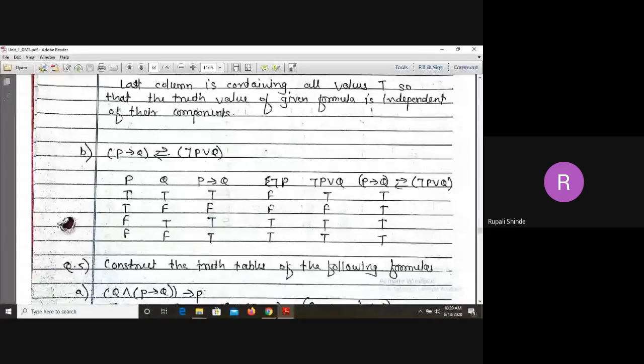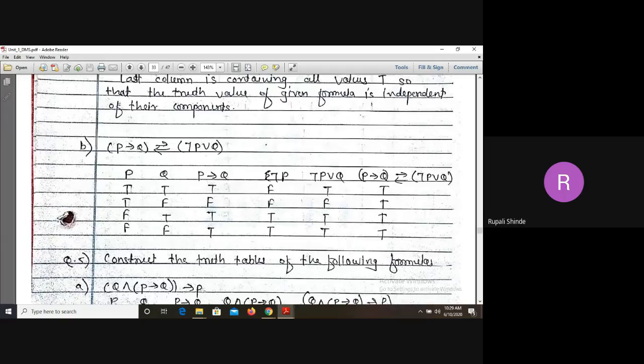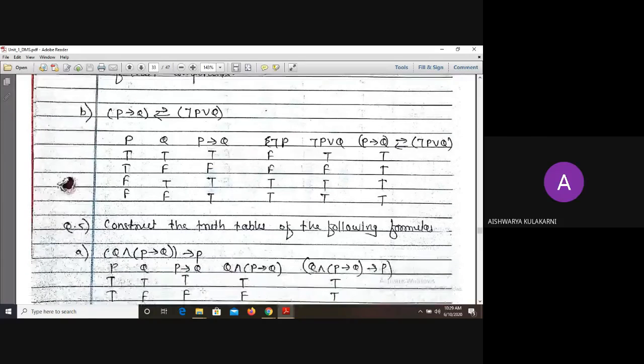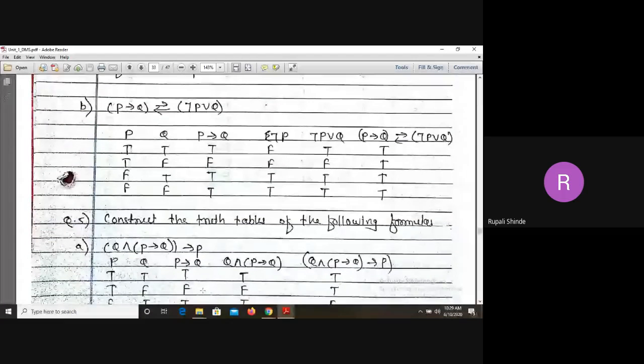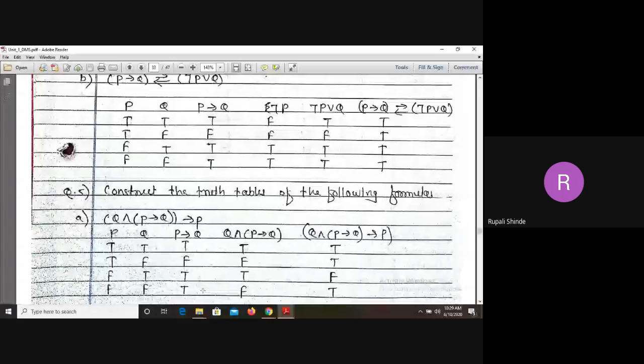Have you solved it? Yes, ma'am. TTFT. Yes, that is correct.